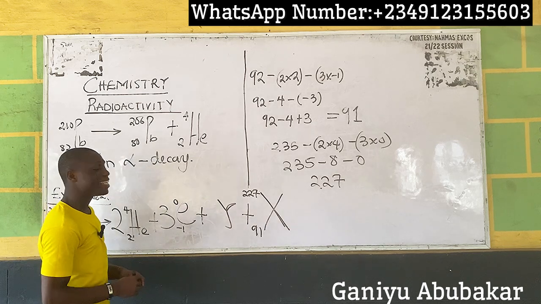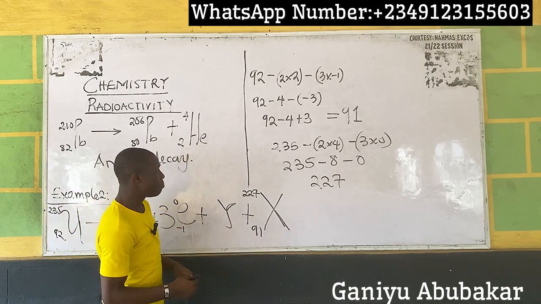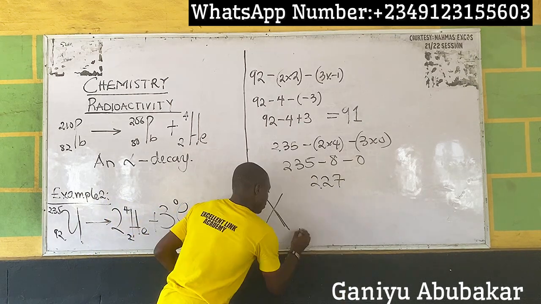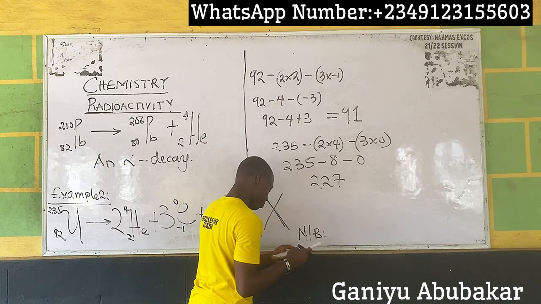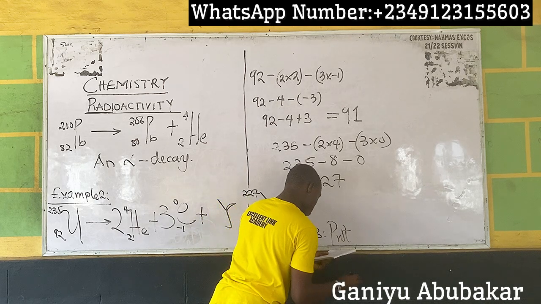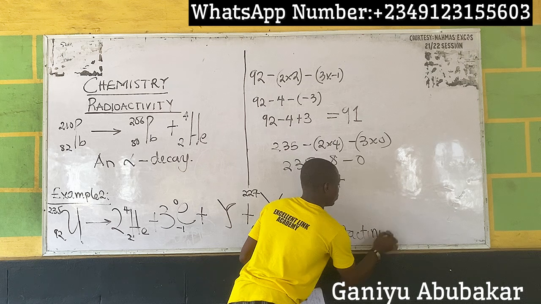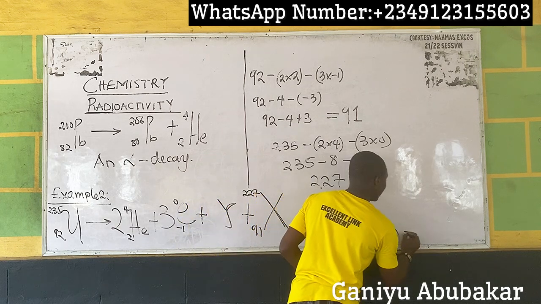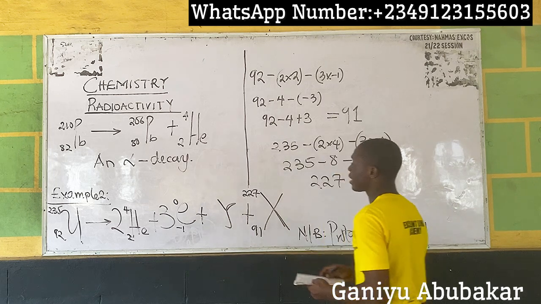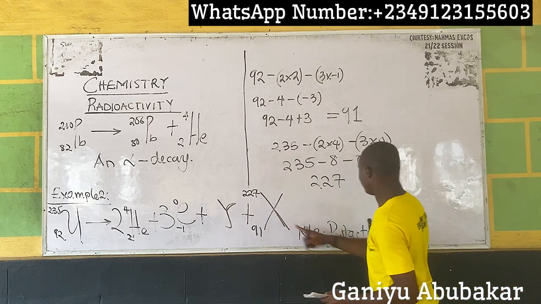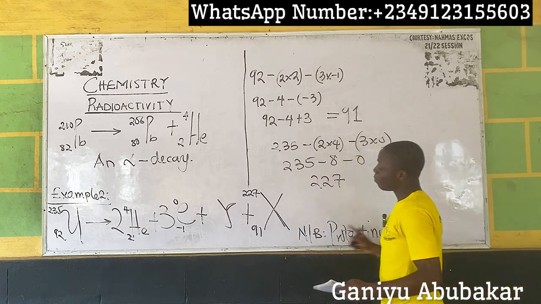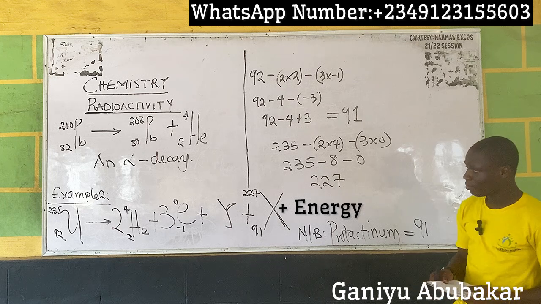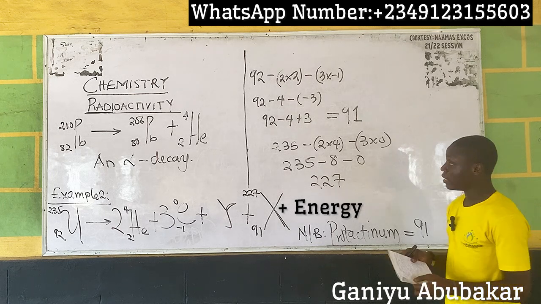So which element has atomic number 91 and mass number 227? Of course, the element is known as protactinium. Protactinium is simply the element which has its atomic number as 91. So X becomes protactinium, because it has atomic number 91 and mass number 227. All right, this is how you solve example 2. Let's do one last example and we'll call it a day.